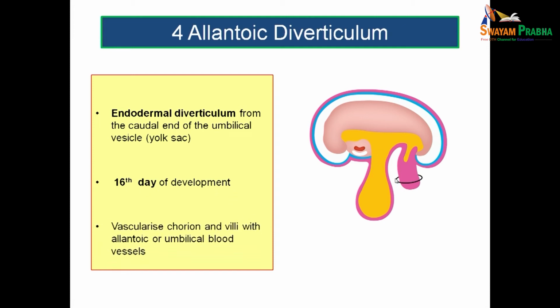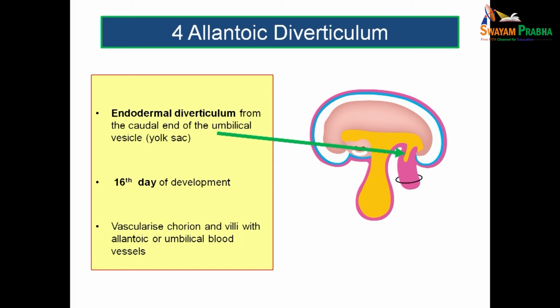And why do you need this diverticulum? This diverticulum is actually projecting into the connecting stalk. And what is the role of this diverticulum? This is said to vascularize the chorion and the villi, and this ultimately results in the formation of umbilical blood vessels. So, the allantois or the allantoic diverticulum is a finger-like projection arising from the caudal end of the endoderm, that is the yolk sac, and this actually projects into the connecting stalk, whereby it helps to vascularize the umbilical cord, and it will ultimately result in the formation of the umbilical blood vessels.